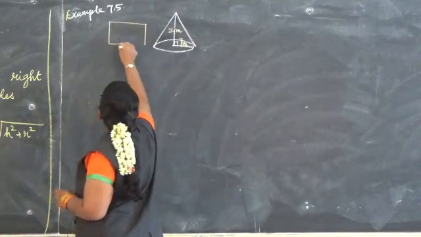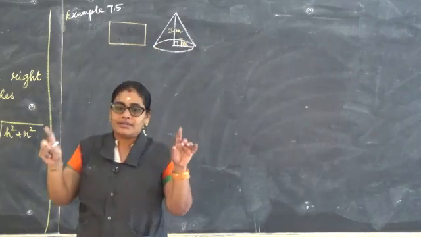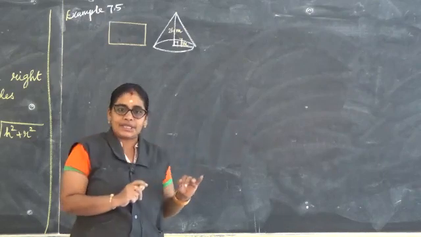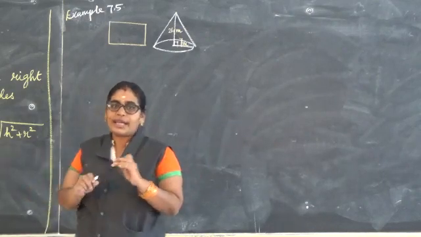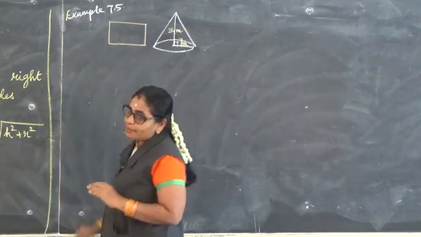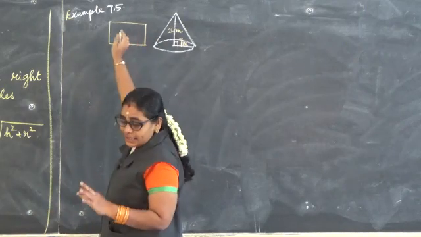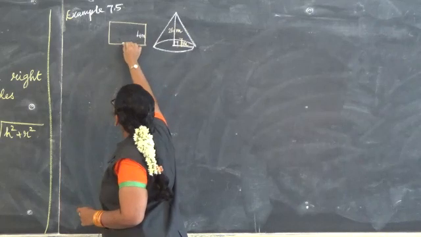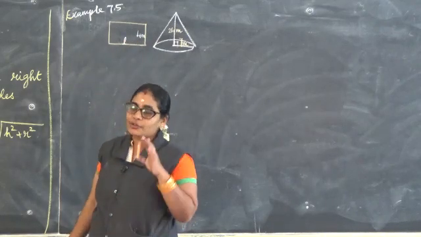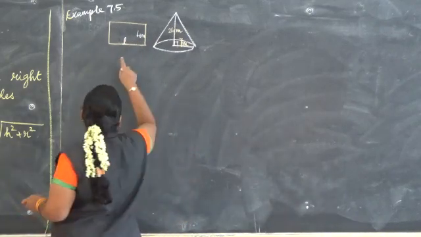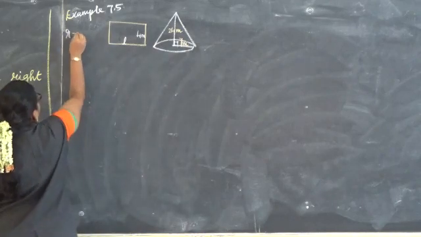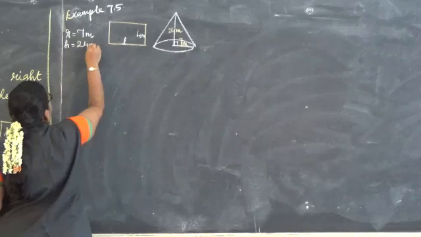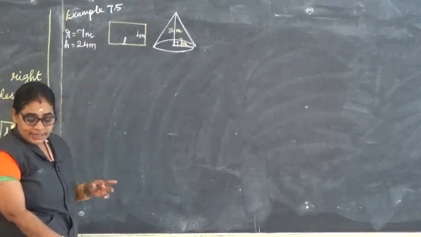We are having a canvas. Canvas is nothing but, you might have seen a blue color sheet. When rain comes, the shopkeepers will cover the materials with that sheet. That is called canvas. So, with that canvas, we are having one length and one breadth. Here, the breadth they have given in the name of width. The width is 4 meter, and they are asking the length of the canvas. We have given radius is equal to 7 meter, height is equal to 24 meter. And we are going to cover this one.